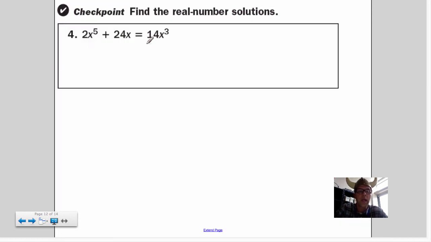Hey, one more check-in. Can you try to solve this? This looks like x to the power 5. I'm hoping you're finding 5 answers for this one. Here comes the answer. Go ahead and hit pause and hit play when you're ready.